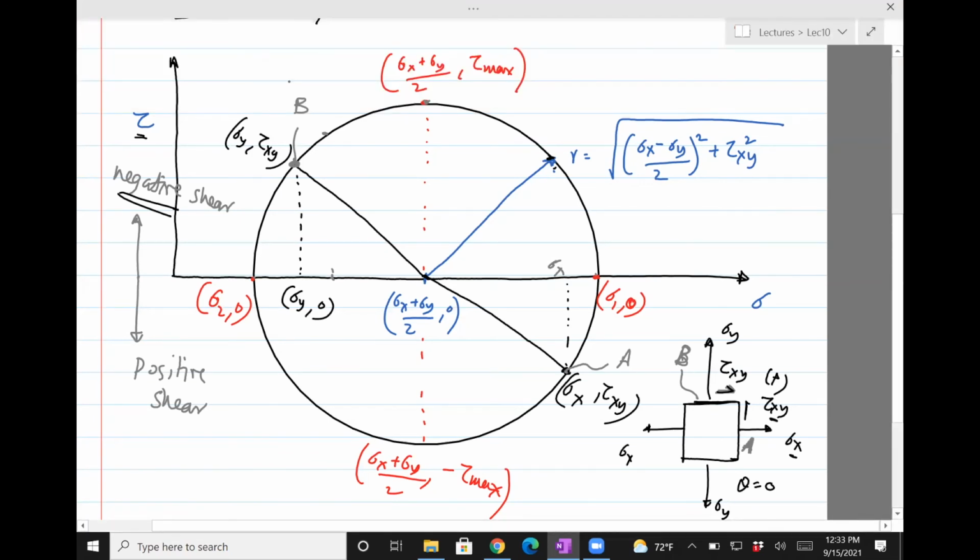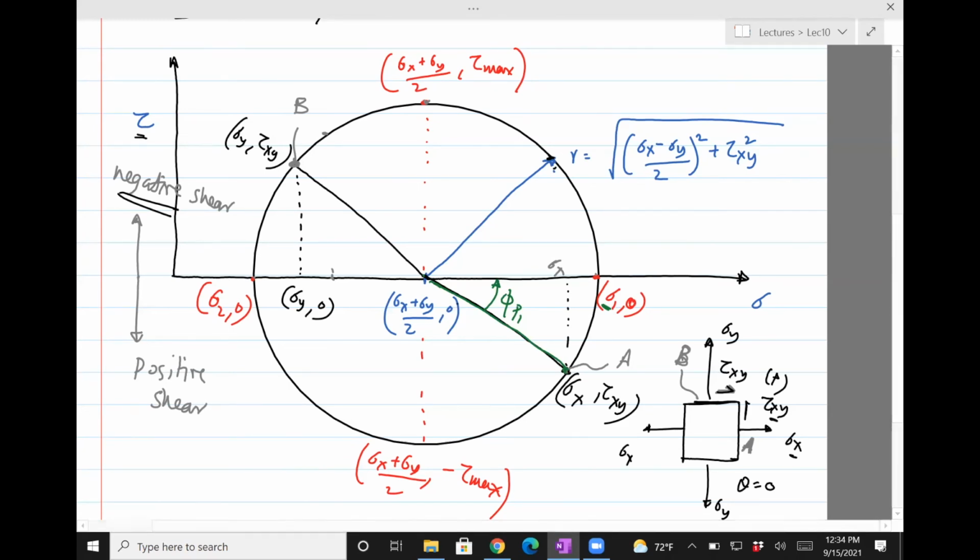So phi p, let's take that first, is the angle made by the line joining the center to the point sigma x, tau xy with the x-axis. This is one of the principal stresses. So the angle is phi p1, as I've shown. The convention is counterclockwise is positive. So if it comes out positive, it is to be taken in the counterclockwise direction from face A, which means from the point shown as A on the Mohr circle.